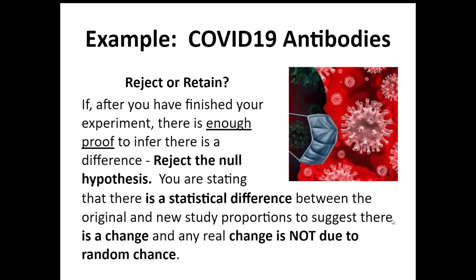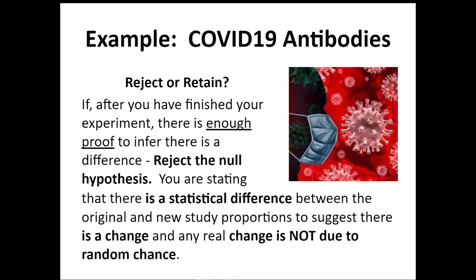Another thing that can happen is after you have finished your experiment, there is enough proof to infer that there is a difference between the original population proportion of 21.2% and your study results. In this situation, you reject the null hypothesis. By rejecting the null hypothesis, you're saying that there is enough proof, there is a statistical difference between the original 21.2% and the new study proportion to suggest that there is a change, and it is very unlikely that the change is due to random chance, that something is actually happening.